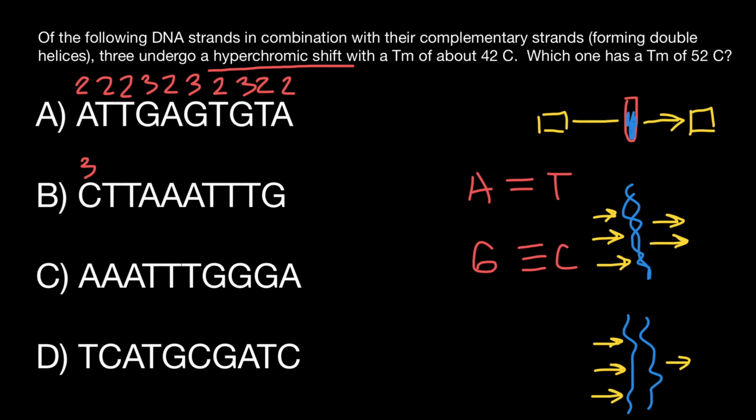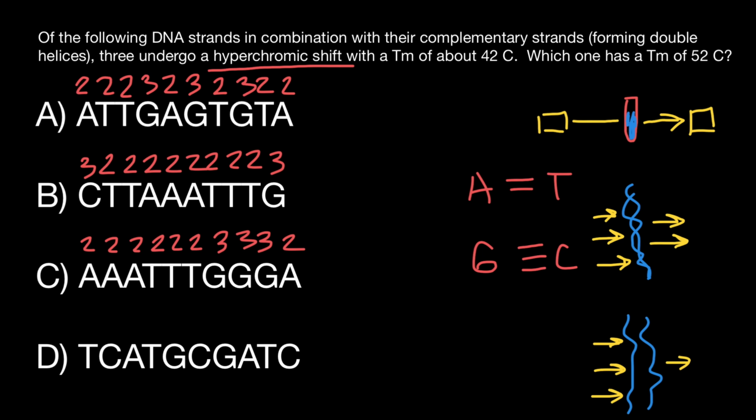3 hydrogen bonds here, 2, 2, 2, 2, 2, and 2, 2, 2, and 3 here. Next, 2, 2, 2, 2, 2, 2, 3, 3, 3, and 2 here. And next, 2, 3, 2, 2, 3, 3, 3, and 2, 2, and 3.